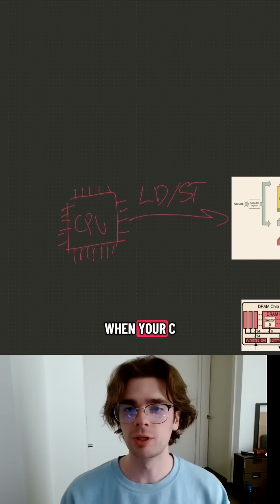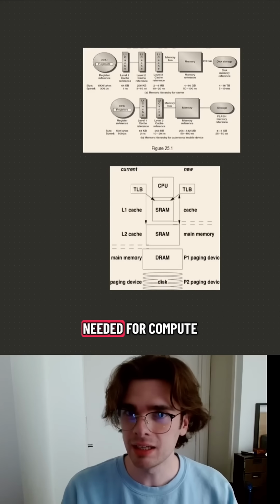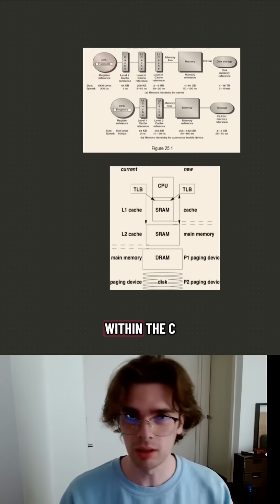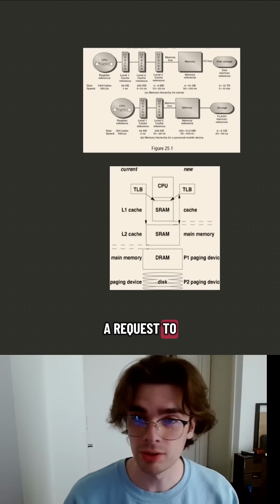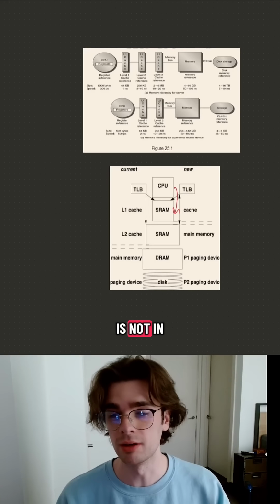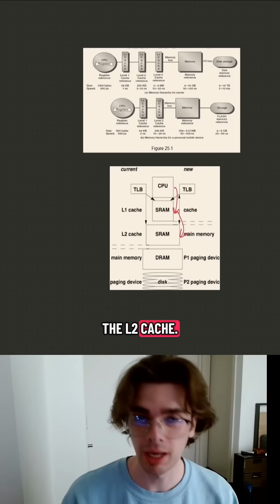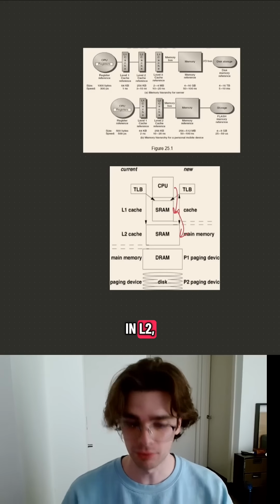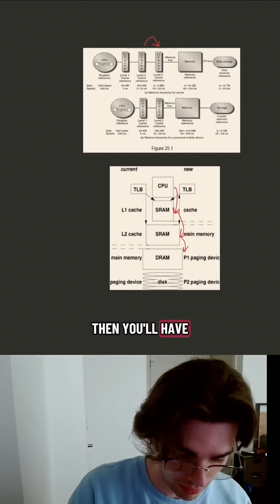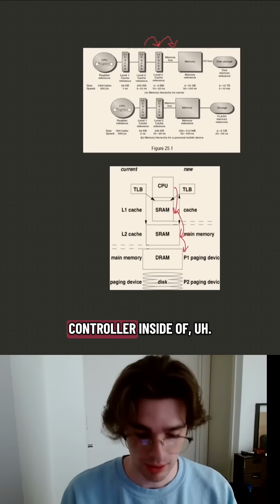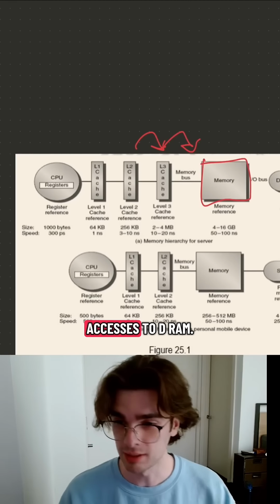But what happens when your CPU makes a load store request, right? If the data needed for compute is not directly within the CPU registers, which is quite common, the CPU will make a request to the L1 cache. If the data is not in the L1 cache, we get what's called a cache miss. We'll go to the L2 cache. If we get a cache miss in L2, then you'll go to potentially L3. Then you'll have a memory controller in between this that controls memory accesses to DRAM.